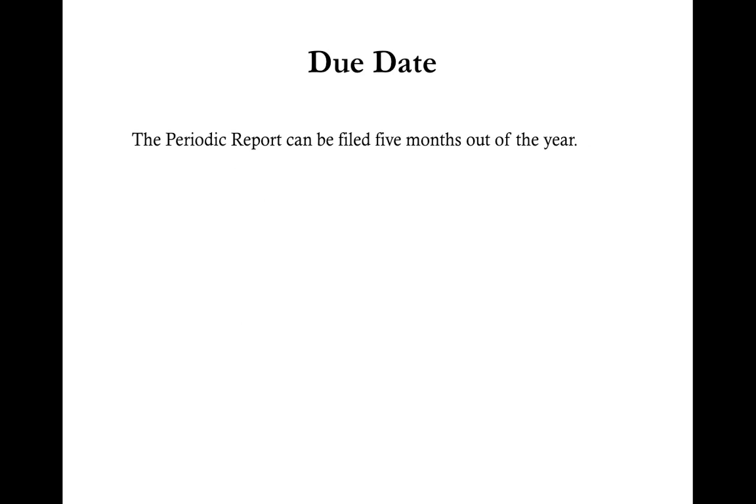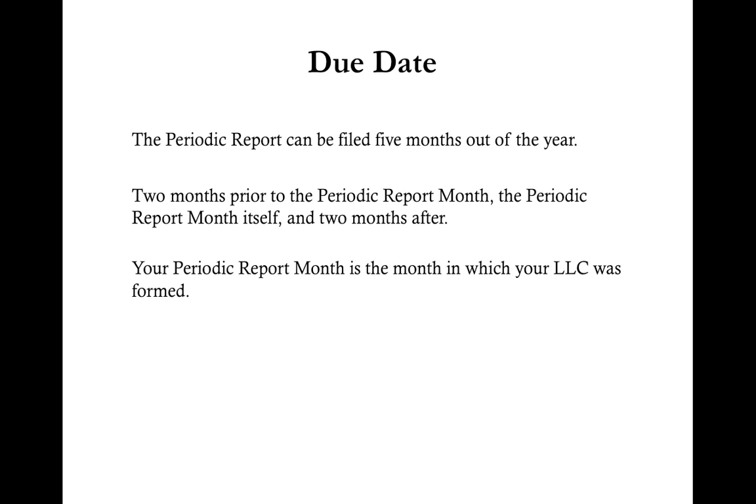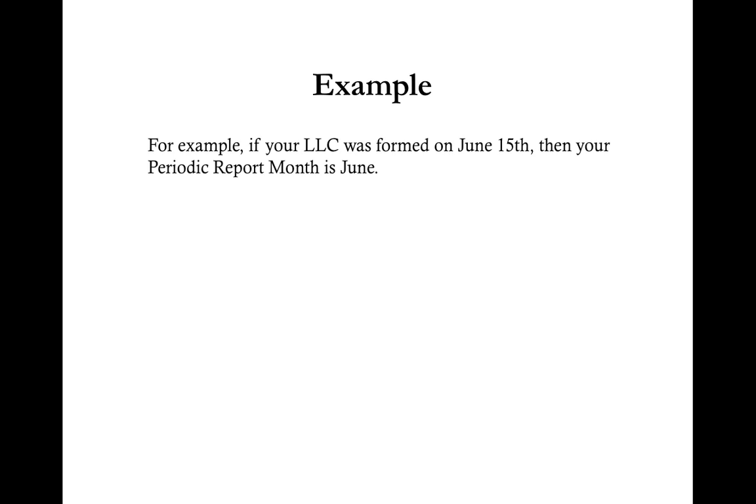The periodic report can be filed 5 months out of the year. 2 months prior to the periodic report month, the periodic report month itself, and 2 months after. Your periodic report month is the month in which your LLC was formed. For example, if your LLC was formed on June 15th, then your periodic report month is June.